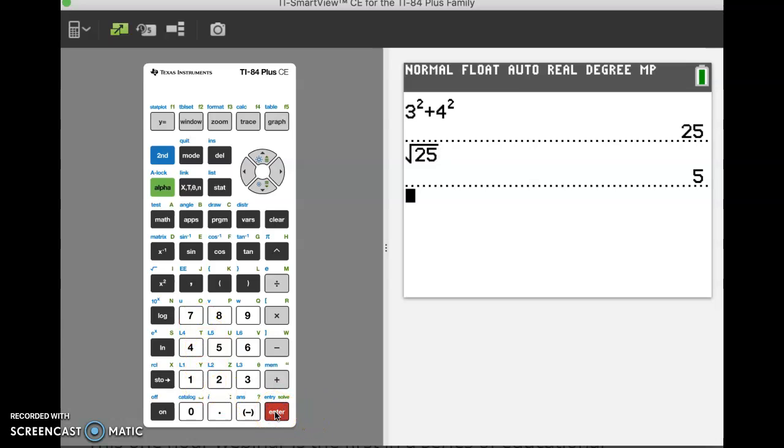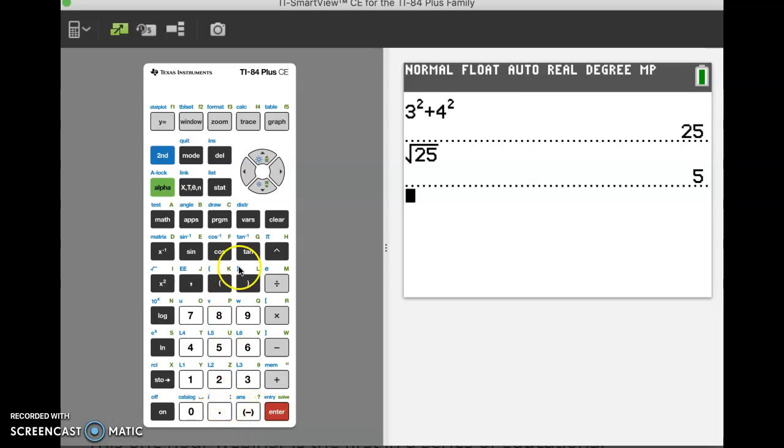So if you remember, we have a Pythagorean triangle. We have a right triangle. And if we use the Pythagorean theorem with one side of 3, one side of 4, the hypotenuse is 5. Okay, so this is how to do it on the calculator. Now I'm going to show you how to do it in one calculation.